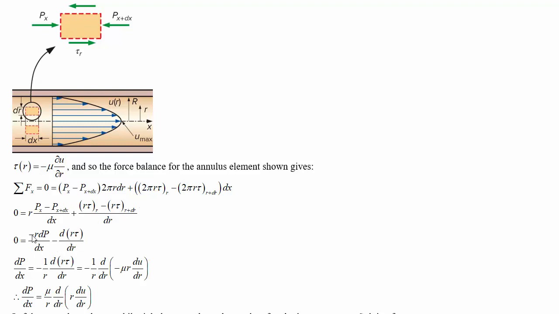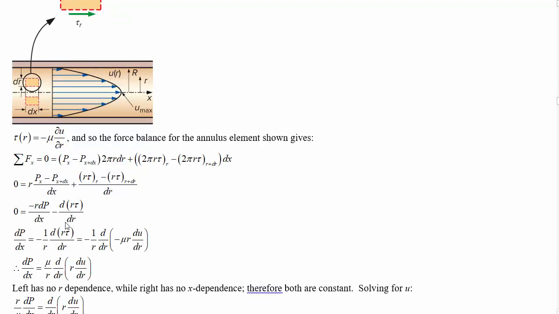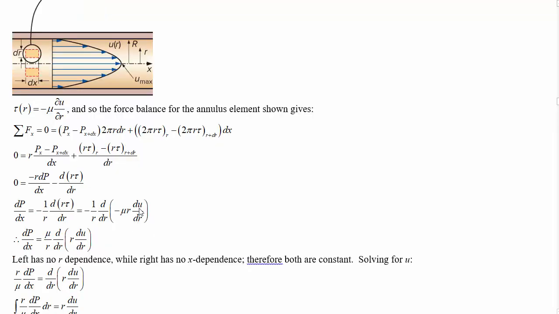Okay, so then we're left with negative r dp by dx minus d r tau by dr. Rearranging and dividing by r, we get this trick that you have seen a lot in partial differential equations. We've managed to separate everything. We've got a right-hand side that depends only on r and a left-hand side that depends only on x. This is a little bit more obvious maybe after we sub in what the shear force was in terms of the velocity gradient. In fully developed flow, the velocity doesn't depend on x, so we are all good. Okay, the left-hand side has no r dependence, right-hand side has no x dependence, so both are constant.